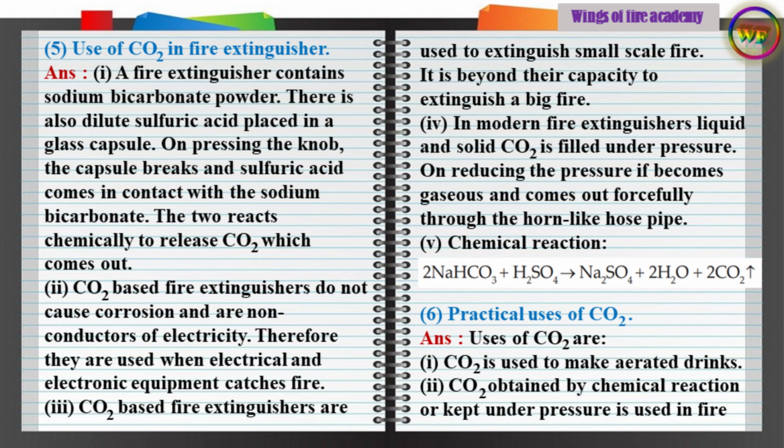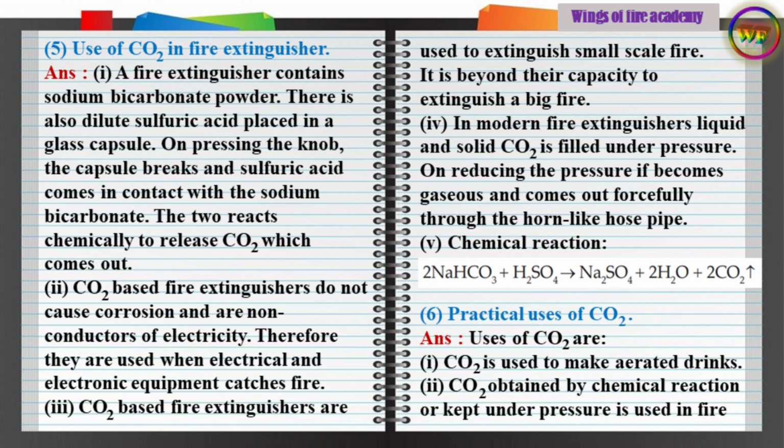5. Use of CO2 in fire extinguisher. Answer. 1. A fire extinguisher contains sodium bicarbonate powder. There is also dilute sulfuric acid placed in a glass capsule. On pressing the knob, the capsule breaks and sulfuric acid comes in contact with the sodium bicarbonate. The two react chemically to release CO2, which comes out.